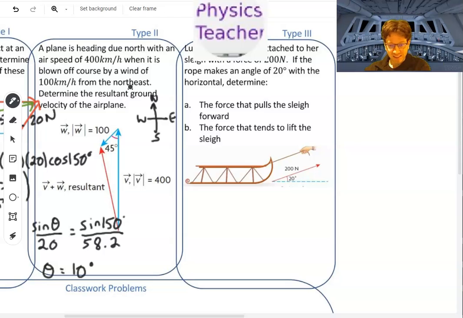Okay, so we can draw these. We're going to make our triangle, using our addition by triangle. So we have this vector, which we'll call v, the velocity of the plane, going perfectly north. And then to the tip of that vector, we'll add the tail of the next vector, which is our wind. And then our resultant will be from the tail of the first vector to the tip of the last vector. So this is our resultant, and we just need to solve this.